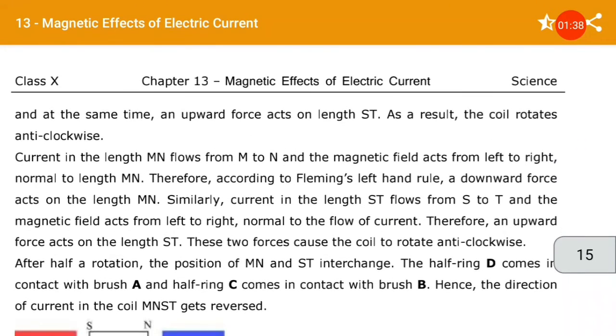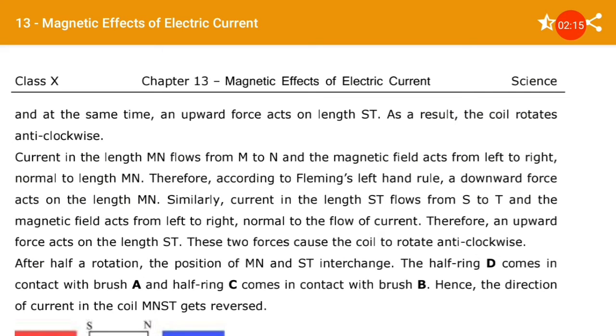The current in the length MN flows from M to N and the magnetic field acts from left to right, normal to length MN. Therefore, according to Fleming's left hand rule, the downward force acts on the length MN. Similarly, current in the length ST flows from S to T and the magnetic field acts from left to right, normal to the flow of current. Therefore, an upward force acts on the length ST. These two forces cause the coil to rotate anticlockwise.